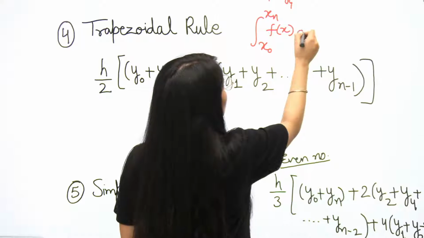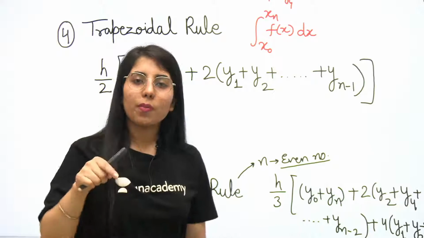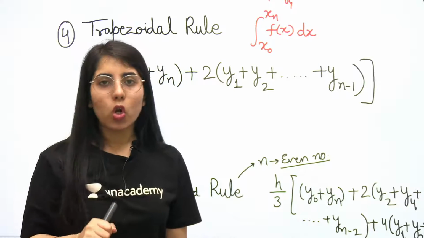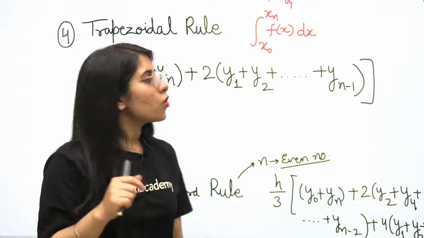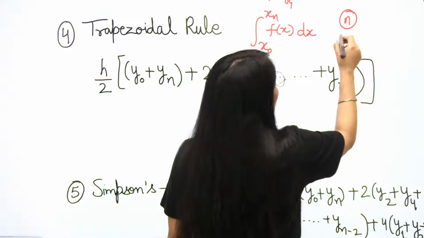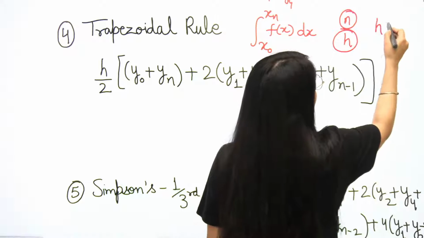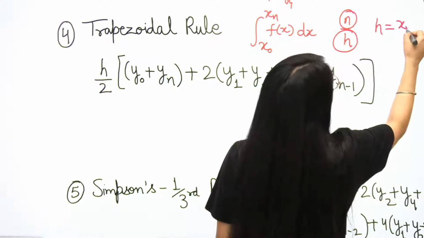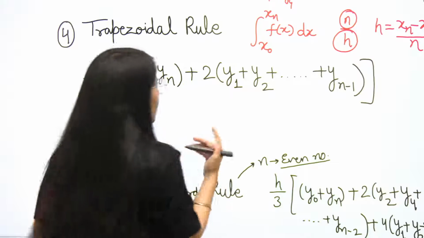So if this is your question, now either they will provide you some information about the step size in the question, or they will provide the information about the number of steps. So for example, if n has been given, what is n I will tell you, or the information about h has been given. So you need to know one thing, h is equal to upper limit minus lower limit upon the number of steps. Okay, what is this n?